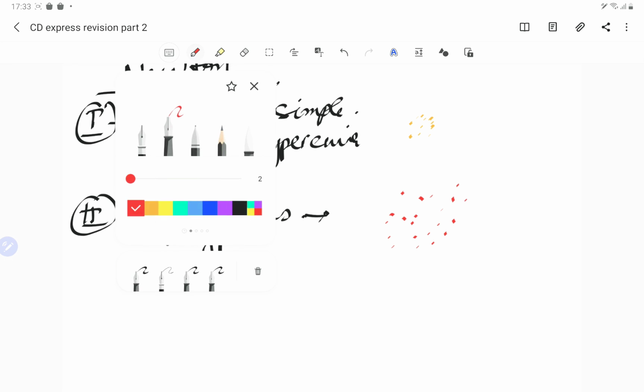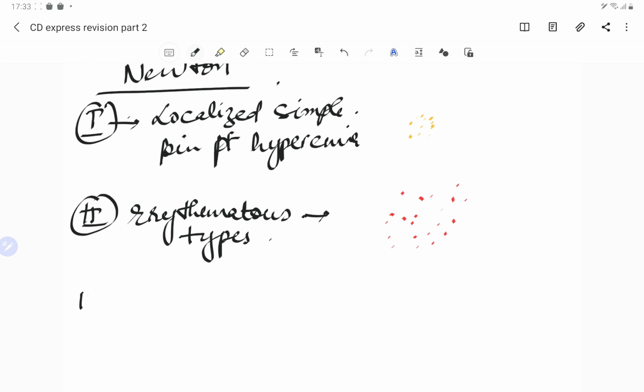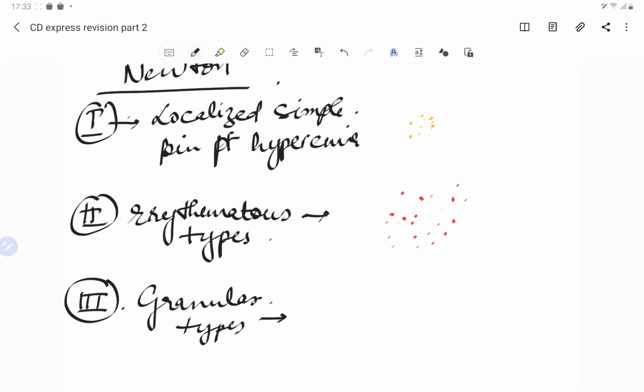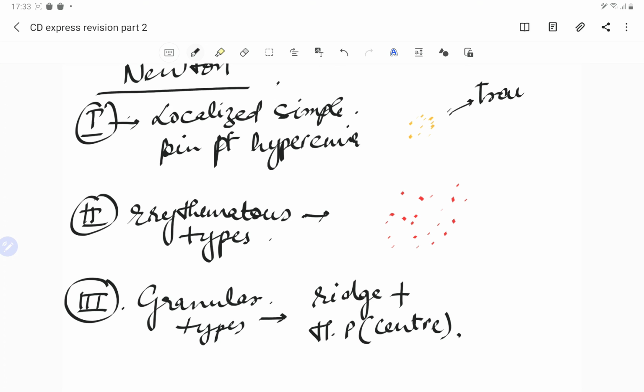Then the third one is the granular type. And this will be seen in the alveolar ridge plus the central part of the hard palate. Now, this localized or type 1 is trauma induced, while type 2 and type 3 are due to microbial plaque accumulation.